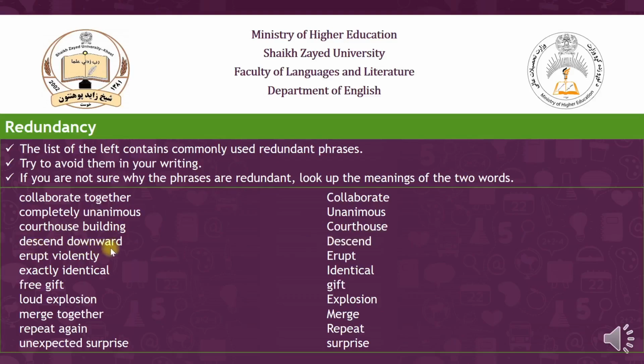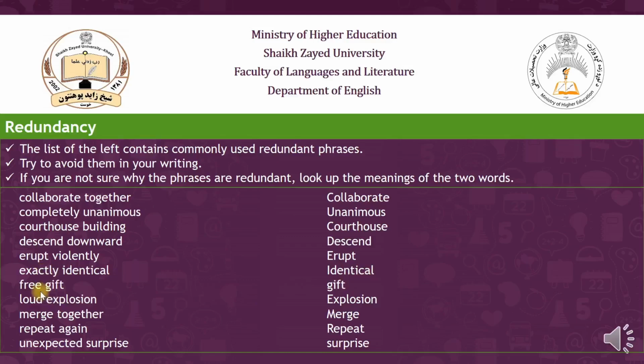Descend downward, we can only say descend. If you are going to descend, it means you are going downward. That's why there is no need to write downward here. Erupt violently, we can only say erupt. Exactly identical. If something is identical, then it is identical. No need to write exactly here. It should be identical.